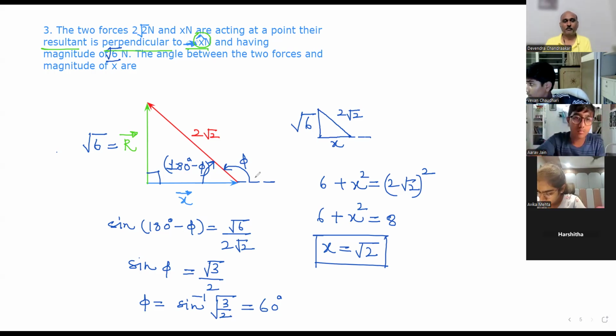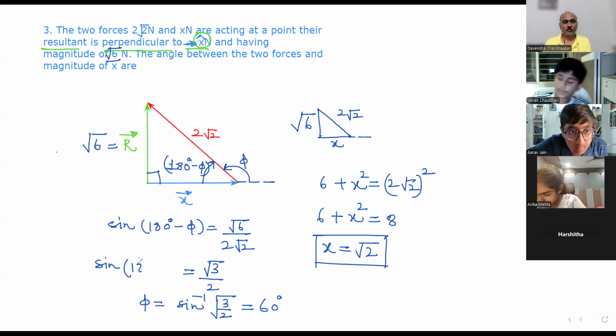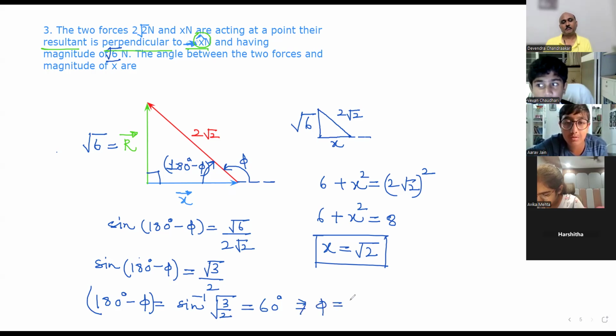See, you want to find this angle phi, right? So from here, this is wrong. You should have written 180 minus phi only. We should not remove this, because we are dealing with the other angle. So it goes like this. This is 180 minus phi, right? So from here we get phi as 120.